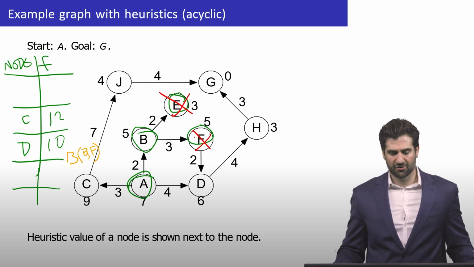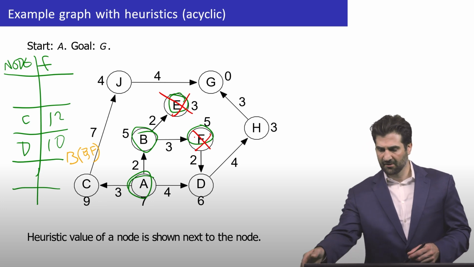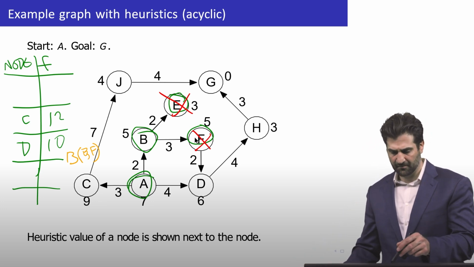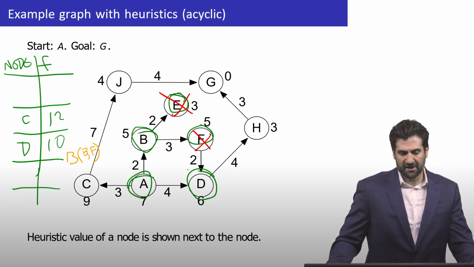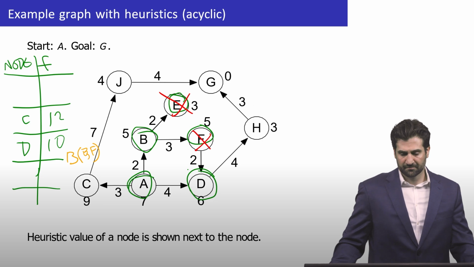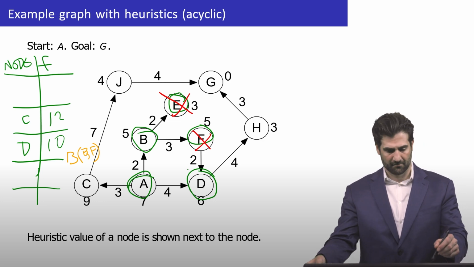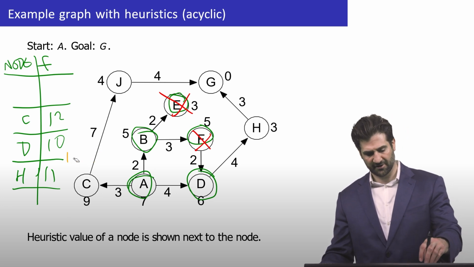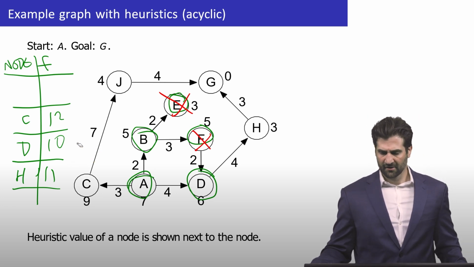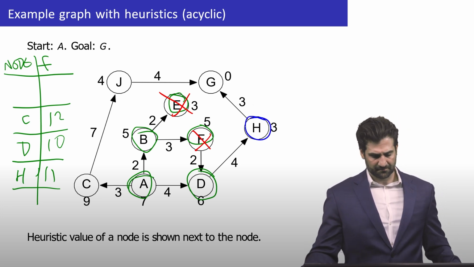So, okay, we go to node D, and going to node D, we now have added node H to the priority queue. And H, the cost to get to the goal through H is going to be 11. Let's erase that from before. All right, so we have node H.